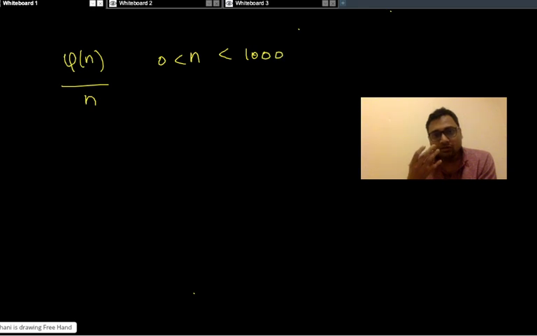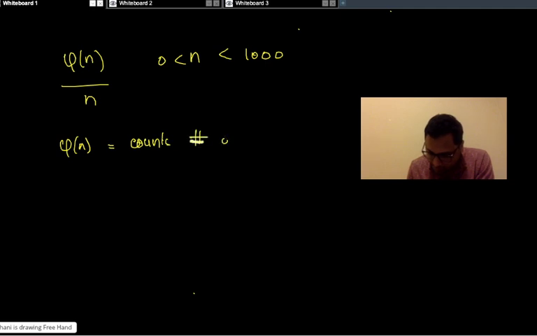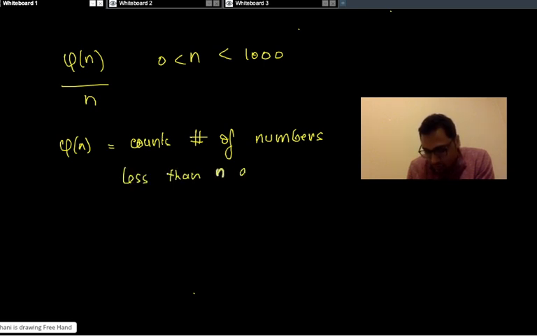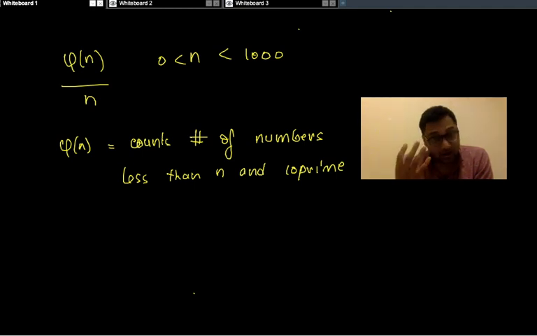So if you already know about this particular function phi, you know that it counts the number of numbers less than n and relatively prime to n. So phi of n counts the number of numbers less than n and co-prime to n. Co-prime to n means those numbers which have GCD 1 with n.